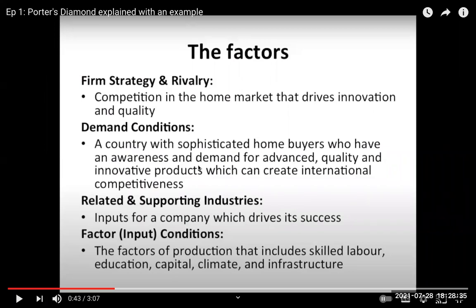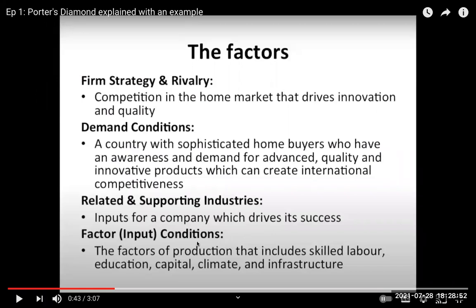Then it says related and supported industries. And this is now where the whole notion of clusters comes into play. Inputs for a company drive its success, where a company has to rely on other players to ensure its own success. And the whole notion of Silicon Valley comes to mind.